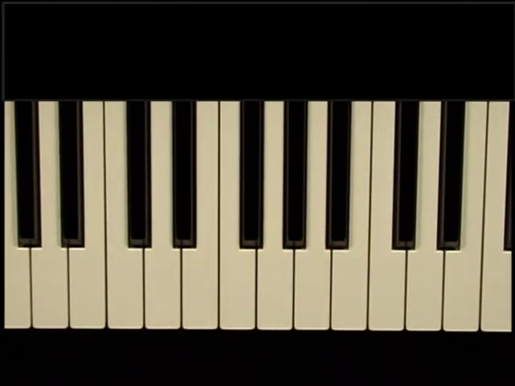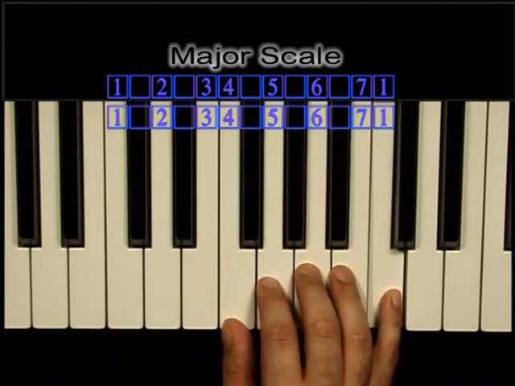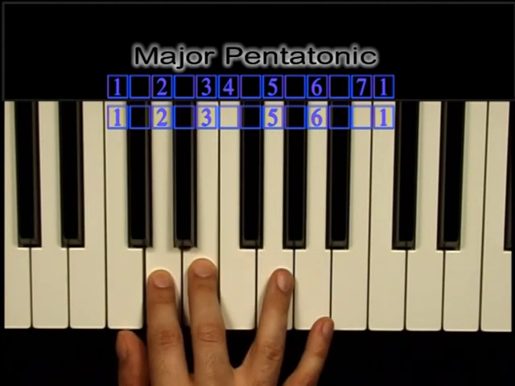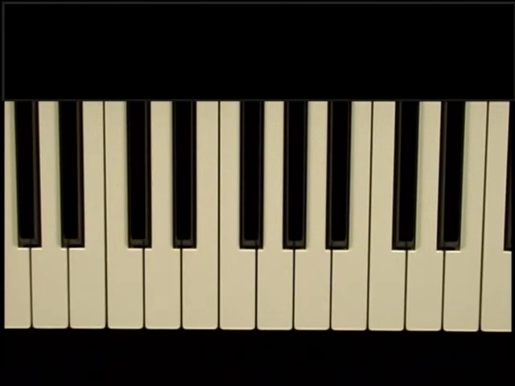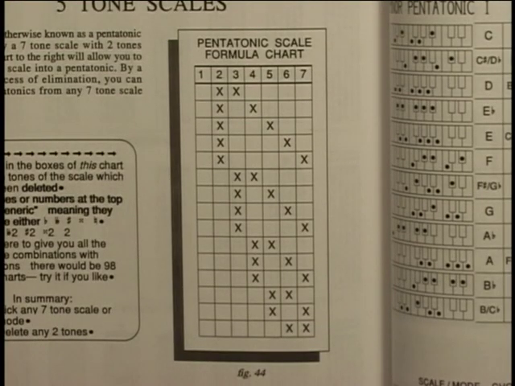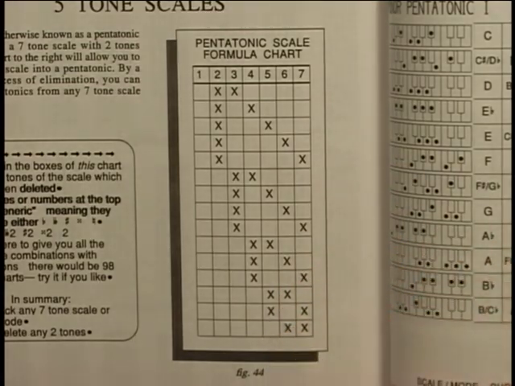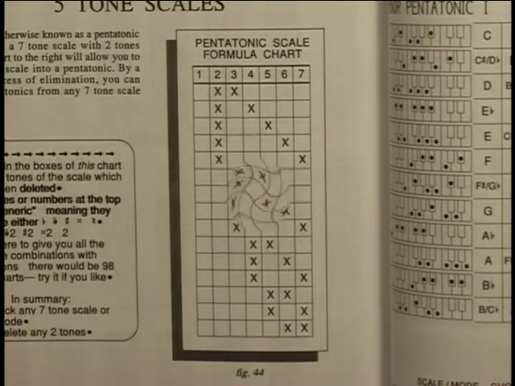Another way of altering scales for the sake of creating new ones is by adding or subtracting tones. For example, here's the major scale. If we delete the 4th and the 7th tones, we have the major pentatonic. Pentatonic means 5-tone scale. On page 148 of your Guitar Grimoire Scales and Modes volume, there is a mathematical formula for generating 15 pentatonic scales from any 7-tone scale or mode. The X's represent notes that are deleted from the 7-tone scale.